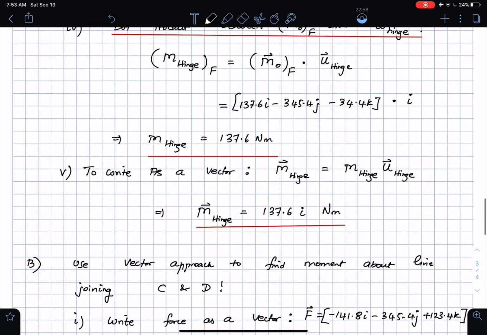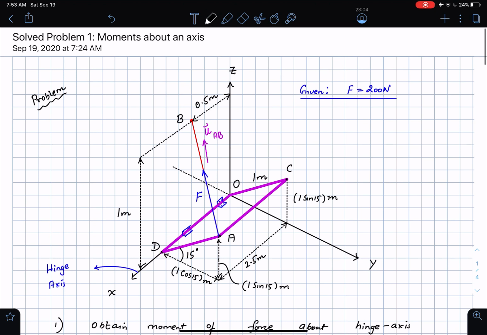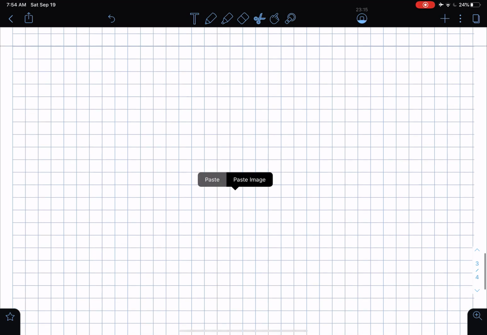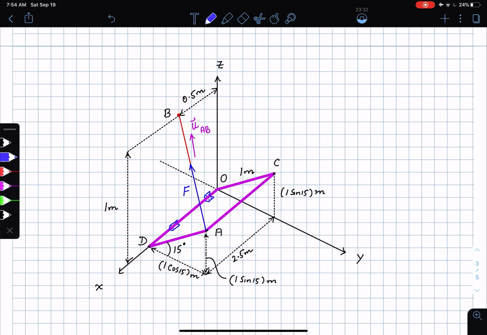So let me go back to my figure. Here is my figure. I need a cleaner figure, so let me go back and pick up this one here. Let me get rid of many of these things that you might be seeing in the figure, which is not necessary for us at this point in time. I guess I don't need to get rid of too many things. This is good enough, I think. So choose any point on the line of interest. What is the line of interest for us? The line of interest for us is the line joining the point C and the point D. So this is the line of interest.